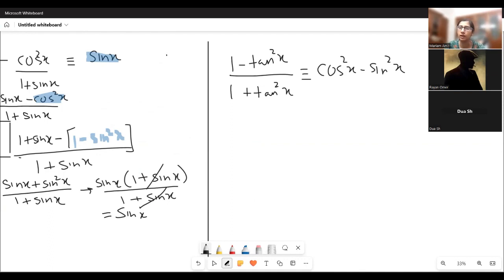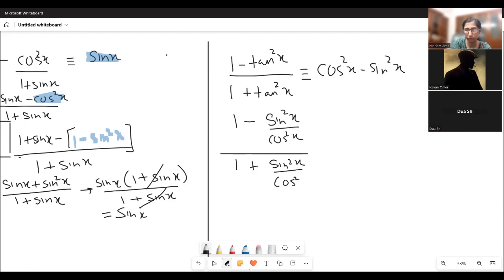Left hand side has tan. Right hand side has both cos and tan. So we have to use the second identity, which is change tan into sine x over cos x. So we have 1 minus sine, and if there's a square on tan, we also have to write square here and square here, upon 1 plus sine square x upon cos square x.